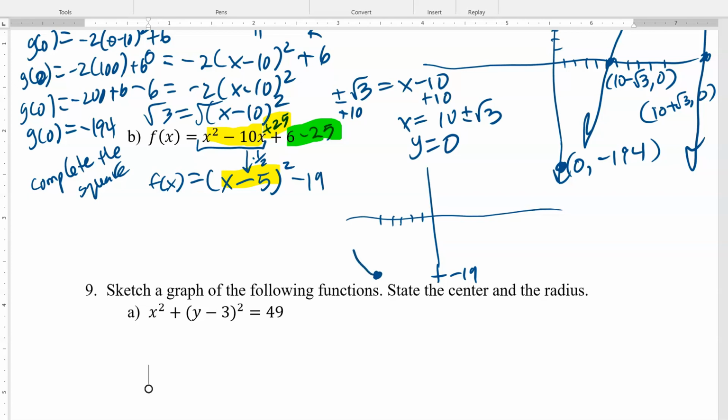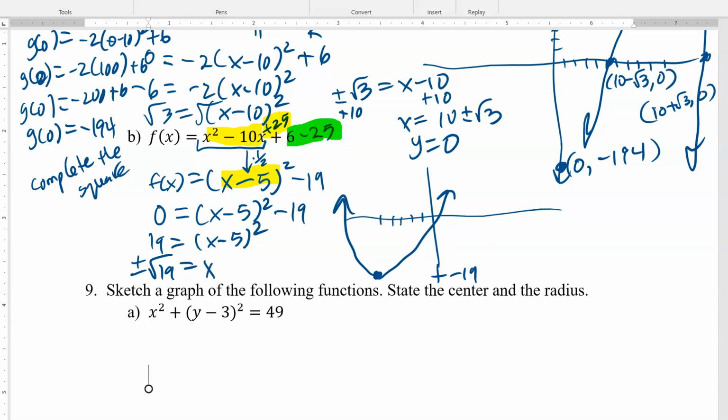This graph is opening upward. Where does it cross? I don't know, but we can find out. How? Taking the equation, setting it equal to 0, adding the 19, square root it: plus or minus the square root of 19 is equal to x minus 5. Adding 5 to both sides, x is equal to 5 plus or minus the square root of 19. Those are our x-intercepts: (5 plus the square root of 19, 0) and (5 minus the square root of 19, 0). Those would be those 2 points.